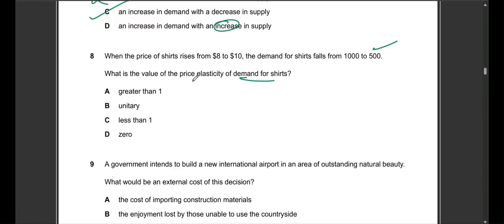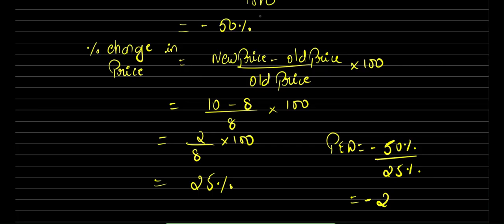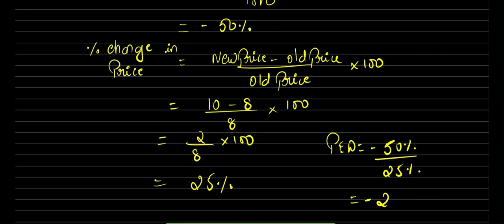Okay. And change in price is 8 to 10. So you all can see over here, same concept, same formula, that is, instead of demand you will have to write price. So what's the formula for percentage change in price? That is new price minus old price divided by old price into 100. So what was my old price over here? 8 and new price is 10. So that's why 10 minus 8 divided by old price, that is 8, into 100, you will get 25%.